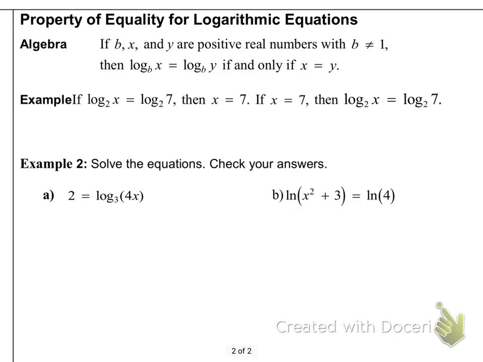Now part A is not as simple. You could rewrite it, but we're not going to. We're going to use the base, and we only have one base here. It's log base 3, so our base is 3. So we're going to have 3 squared and 3 to the log base 3. Now in class we talked about how when you have a base and they're the same, they cancel. So 3 squared is 9, and we're left with 4x. So x is just 9 over 4.